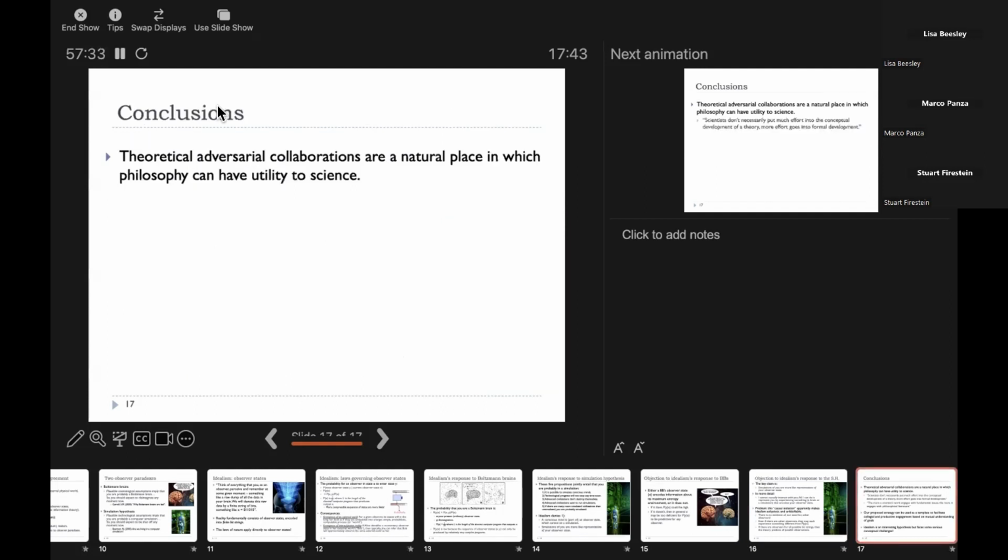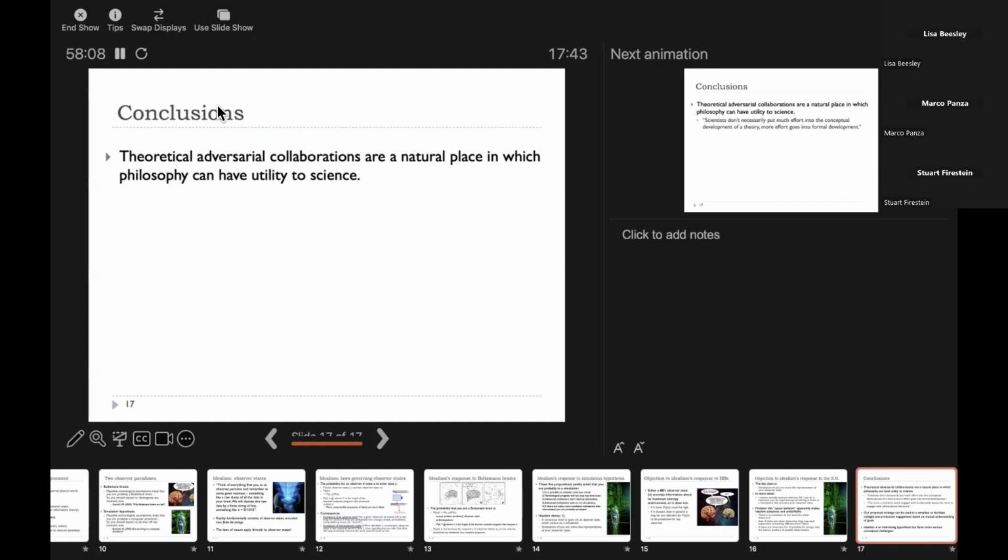Okay, with that said, I only went 3 minutes over what I promised. So I'll conclude. Theoretical adversarial collaborations, I think, are a natural place in which philosophy can have utility to science. I've said a few things in that favor, and then I tried to illustrate it by example. Maybe real quick, if you want to understand the utility of science for philosophy, one thing you can do is ask scientists who are involved in collaborations with philosophers why. What are you getting out of this?